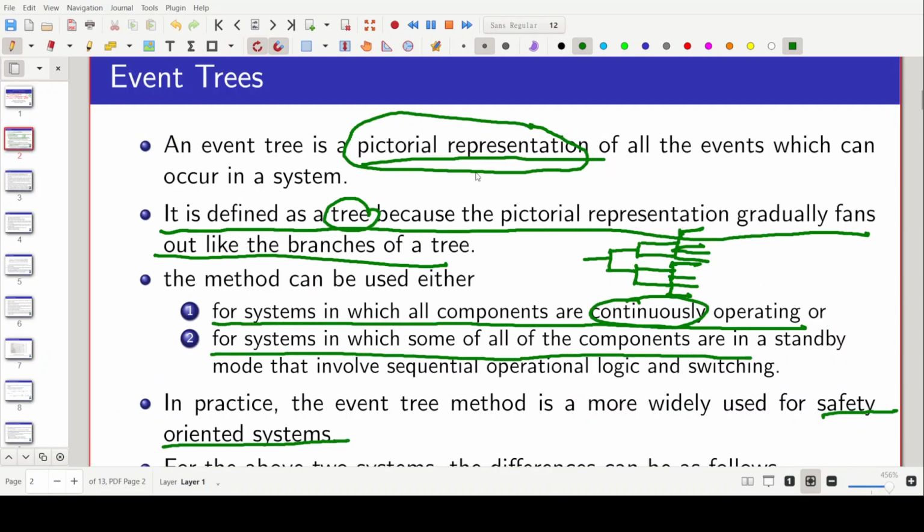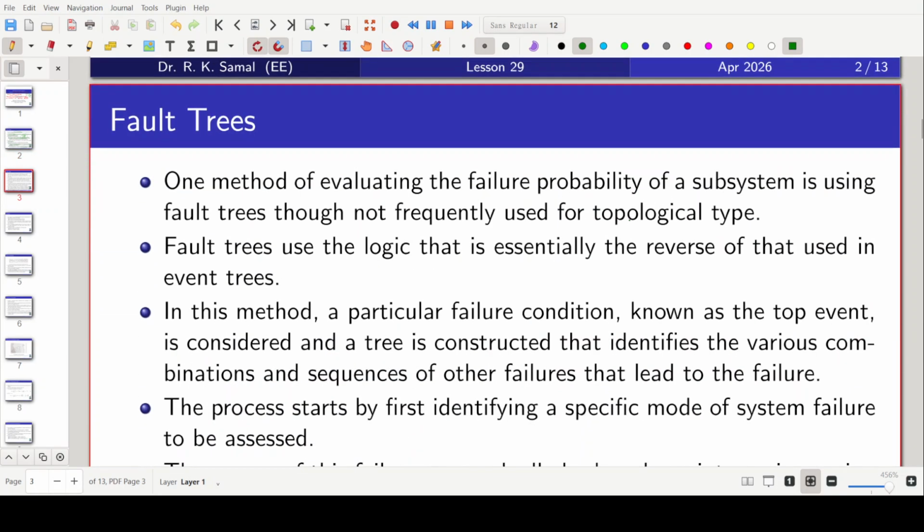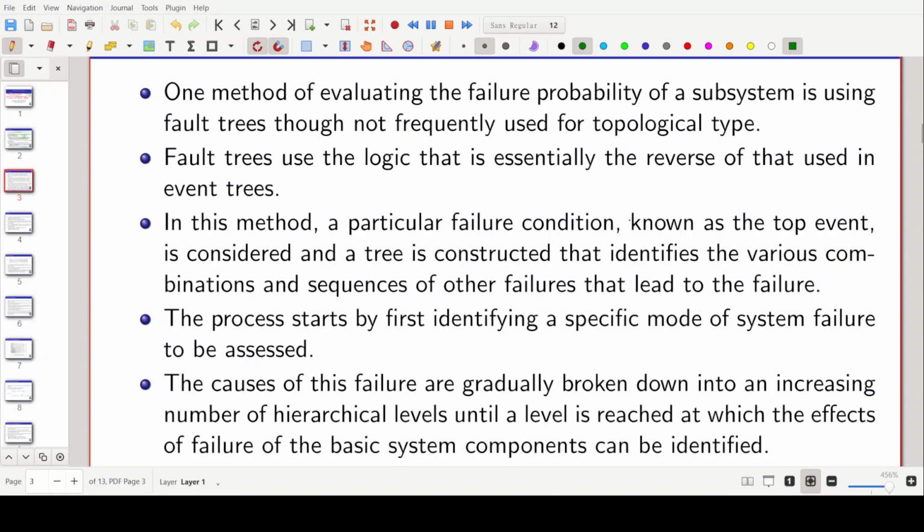So what is an event tree? So I have shown you it is a structure like this. This is the event tree. Okay. Whereas a fault tree is some kind of a top down approach or down to up approach where we segregate various components into small components, okay, in a bottom to top manner. Okay. One method of evaluating failure probability of a subsystem. So it's a subsystem.